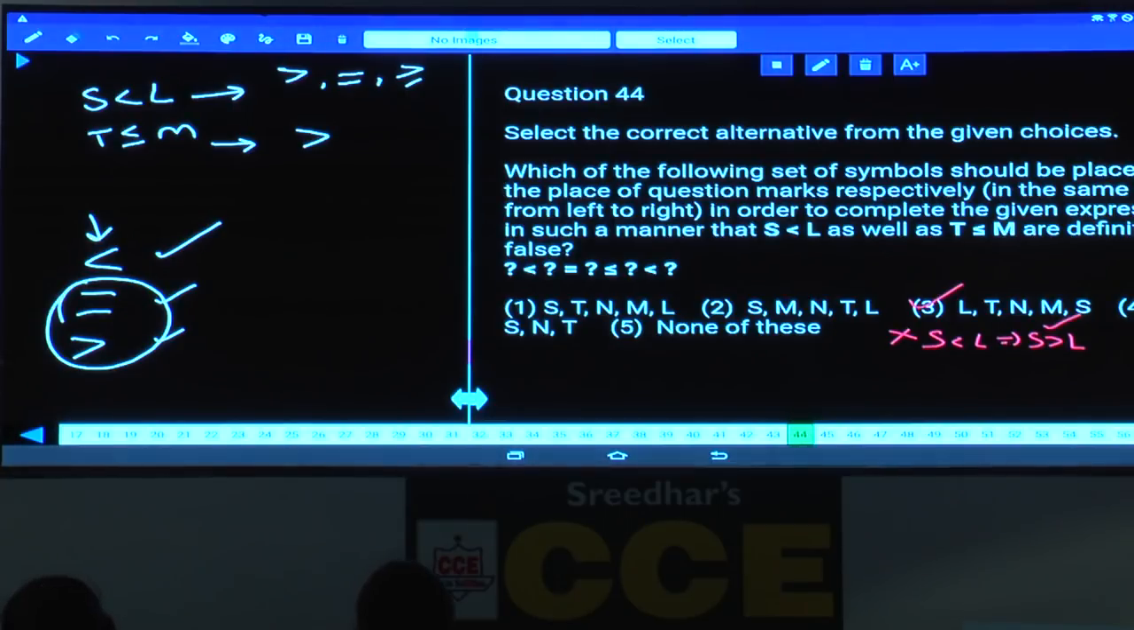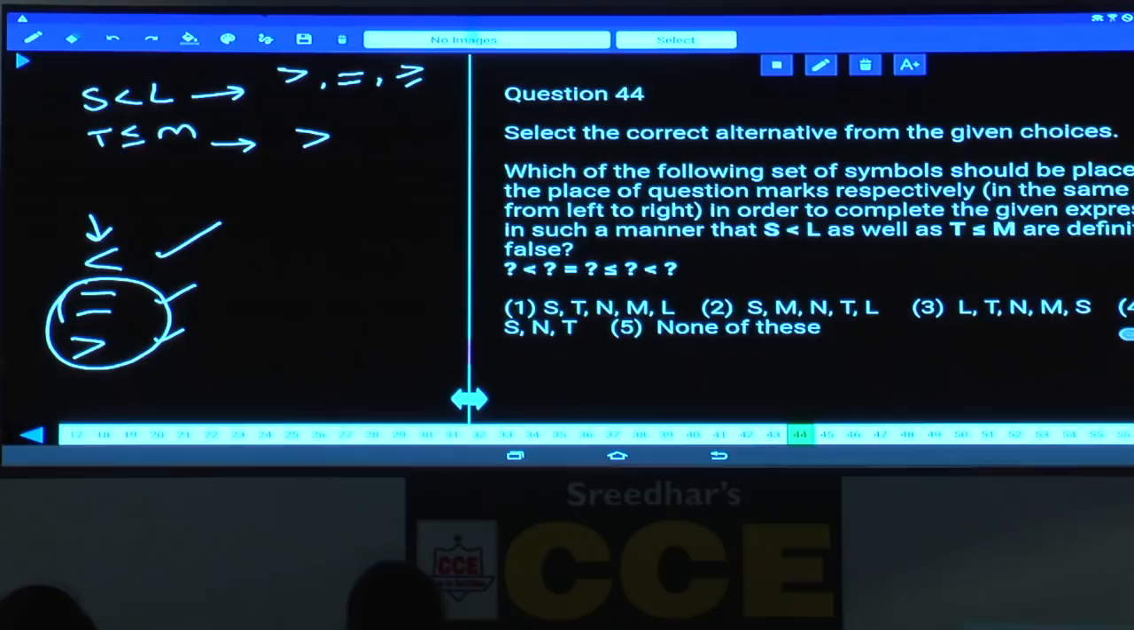Then coming to the second conclusion. What is the second conclusion here? T and M. Where is T here? T is at the second place, isn't it? And M is at the fourth place. Now what happened to this one? T lesser than or equals to M has become true now. If you replace third choice, what happens here? T lesser than or equals to M, we are getting as true. It should be false. Hence choice 3 is also ruled out.